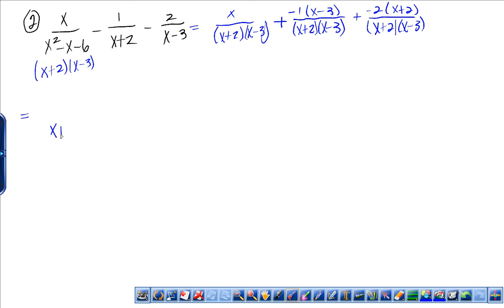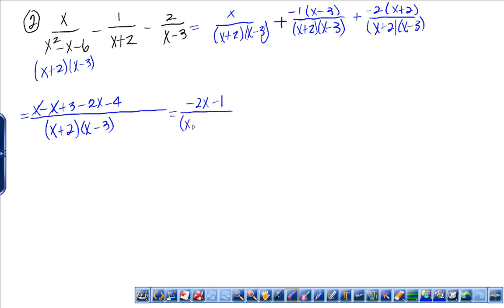Now I'm going to combine everything, not multiplying the bottom because you might need that for later use, but I am going to simplify the top. So I've got an x minus x plus 3 minus 2x minus 4. And then let's see if we can simplify. Those x's cancel. So I got negative 2x minus 1. And I still have x plus 2 and an x minus 3. You could take out a negative on the top, but that's not going to help you simplify anything on the bottom. So I'm just going to leave that as is.